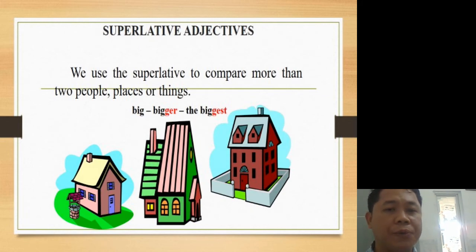How about the superlative adjectives? We use the superlative adjective to compare more than two people, places, or things. Take, for example, big, bigger. Since we're talking about comparison of more than two objects, the third one should be the biggest.